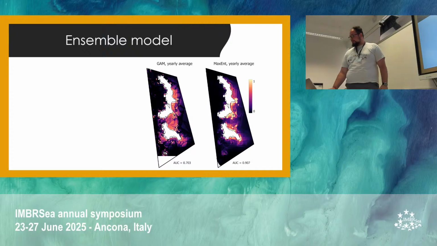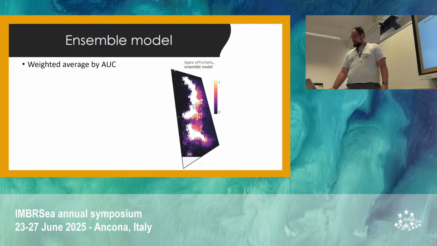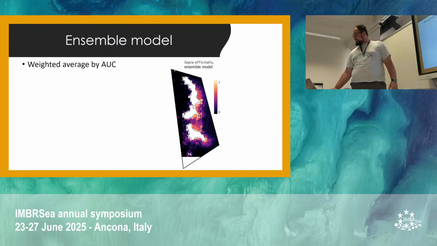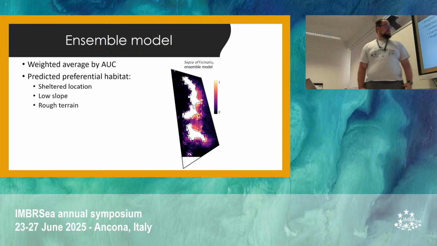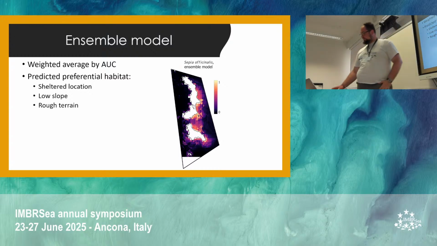And to construct my ensemble model, I used another weighted average, and the weights here were the area under the curve, or AUC values, of these models, which are a performance indicator. The higher the AUC, the better the model performs. And based on this average, here we have our final distribution model for the cuttlefish. And this distribution model reproduces very neatly those same four high likelihood occurrence areas on the eastern coast.